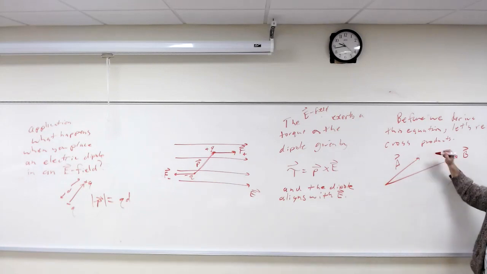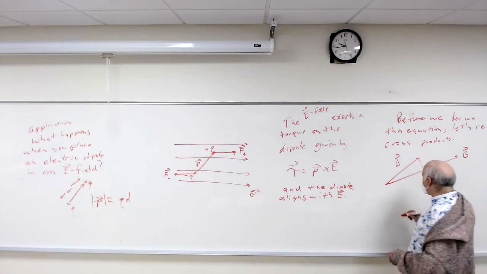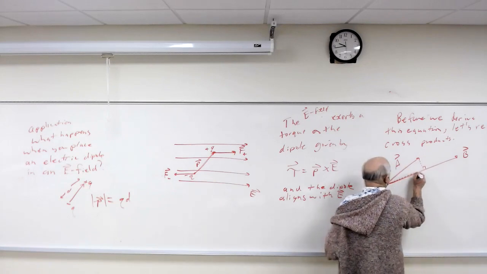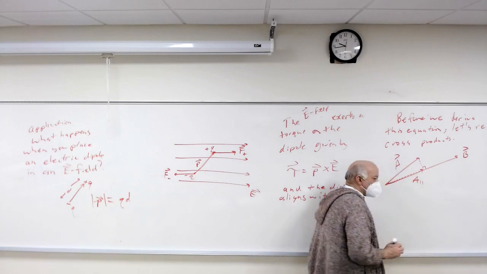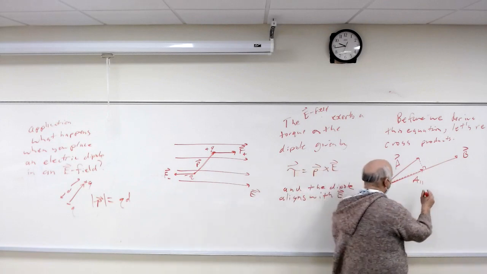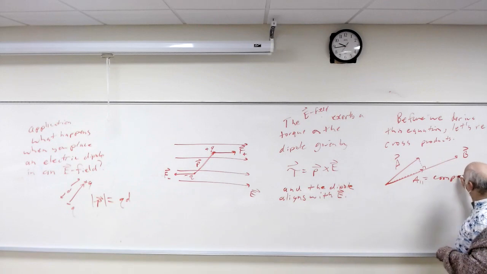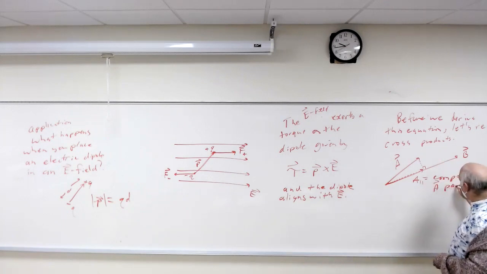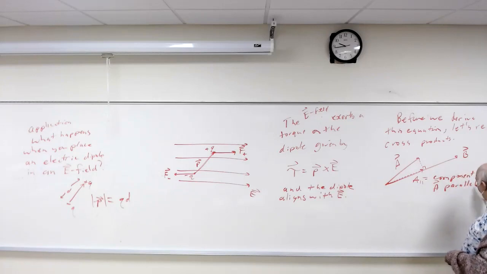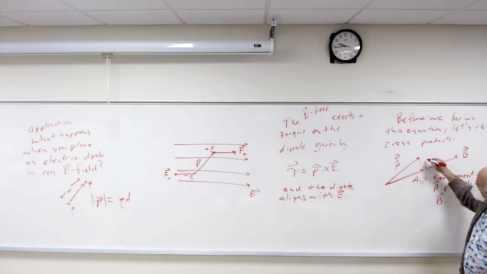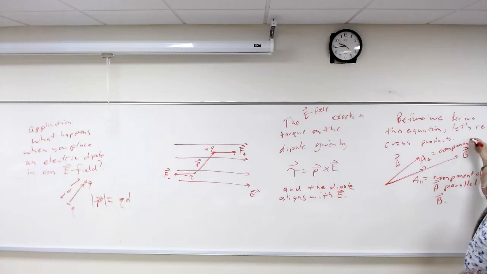I go here and what do I draw? I draw my little perpendicular like that. So this part right here, I call that A parallel. That's a component of A parallel to B. And this part right here, I'll call this A perpendicular, and this is the component of A perpendicular to B.